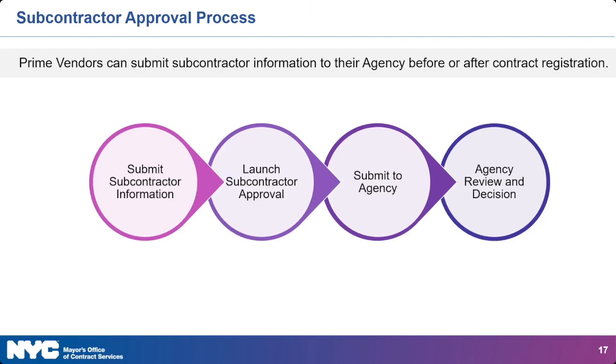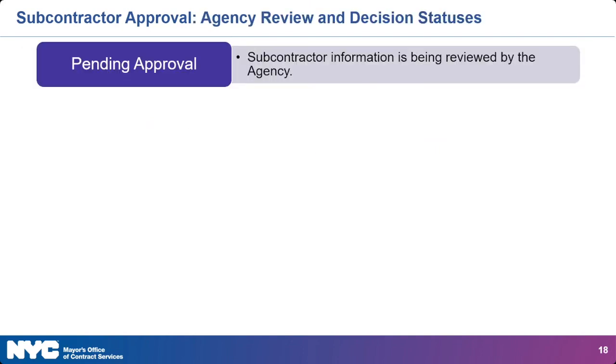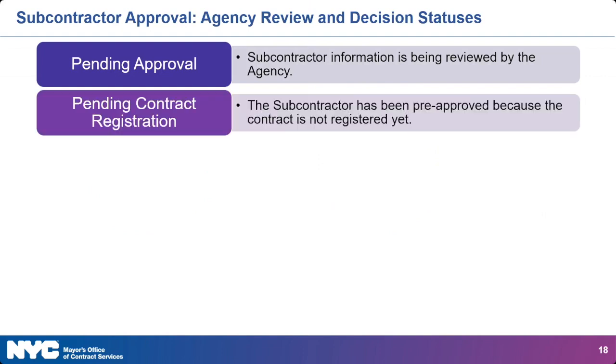The agency will review the subcontractor information and grant a decision. The subcontractor approval request will change status after the prime vendor submits it to the agency. Right. So here are the statuses that you may see with your subcontractor information. If this contract is not registered and the agency grants pre-approval, the status will read pending contract registration.